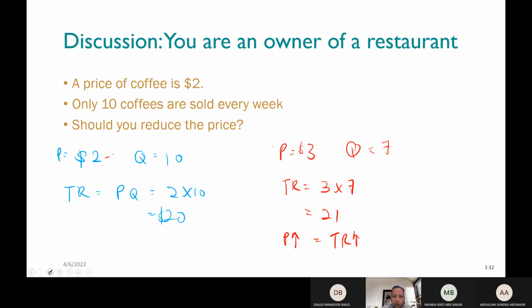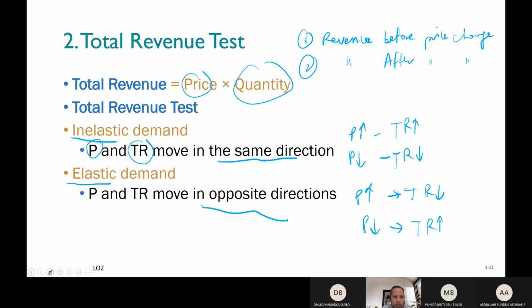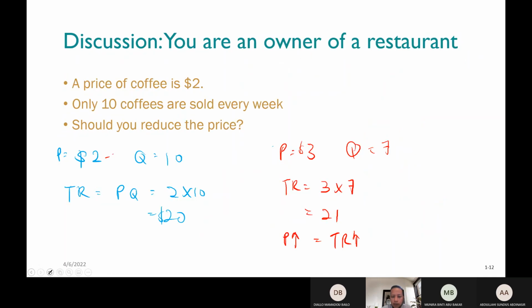So here it is basically inelastic because it moves in the same direction, meaning that the change in price doesn't affect much in terms of the quantity. Okay? The quantity is not very much affected. It's quite inelastic as compared to the change in price. So this is an example of inelastic, because looking at the revenue, it increases.